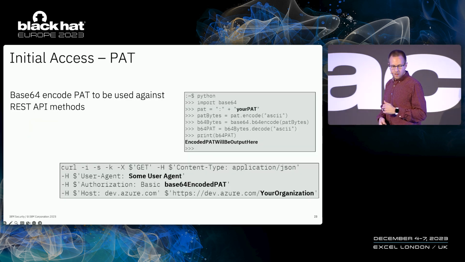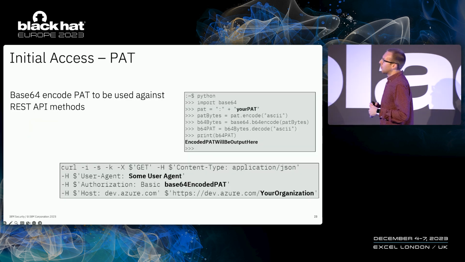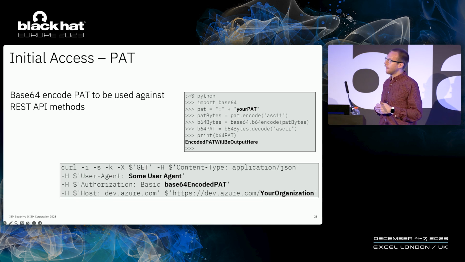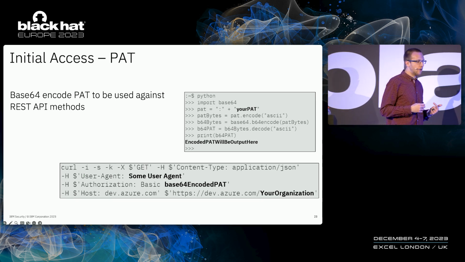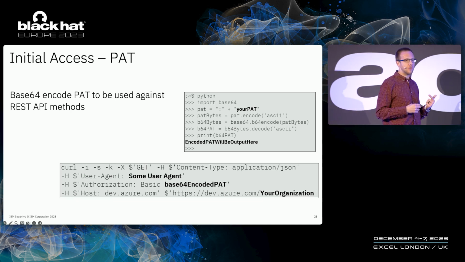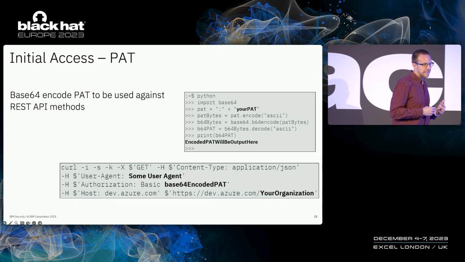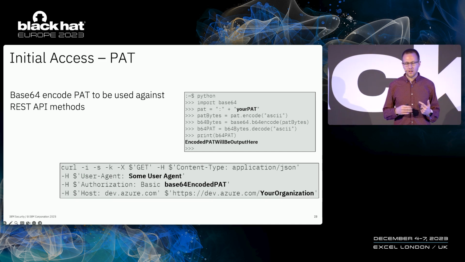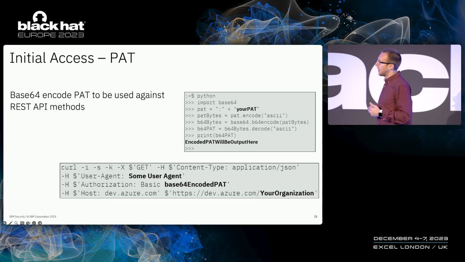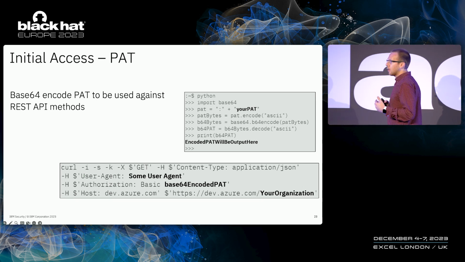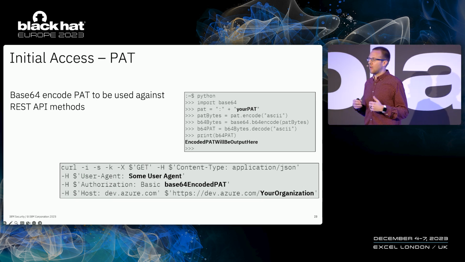With a personal access token, what you need to do, the screenshot on the top, you need to base64 encode that personal access token so that you can use it against the REST API. And to test if that personal access token is valid, you perform the below curl request, and if you get an HTTP status code 200 back, it's going to be a valid PAT.